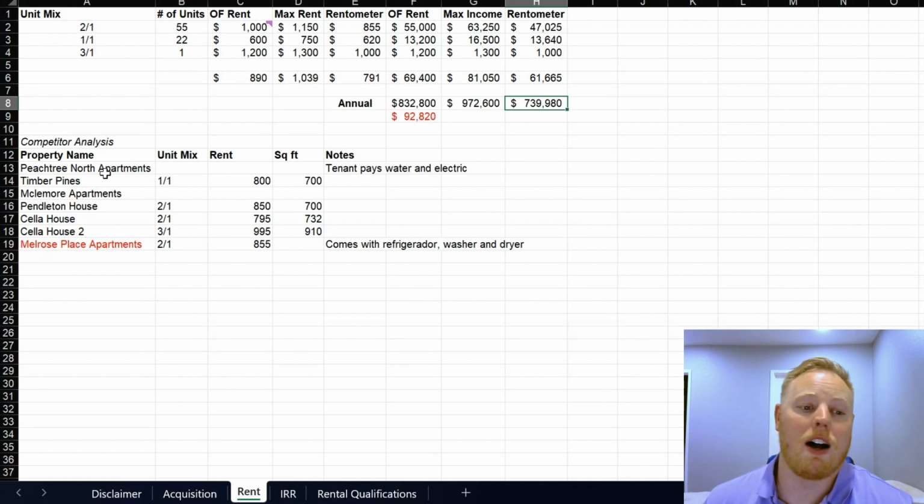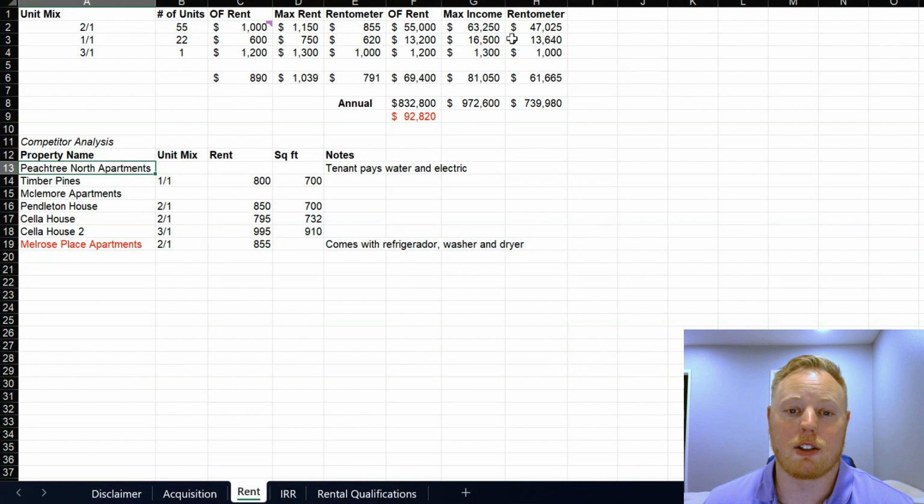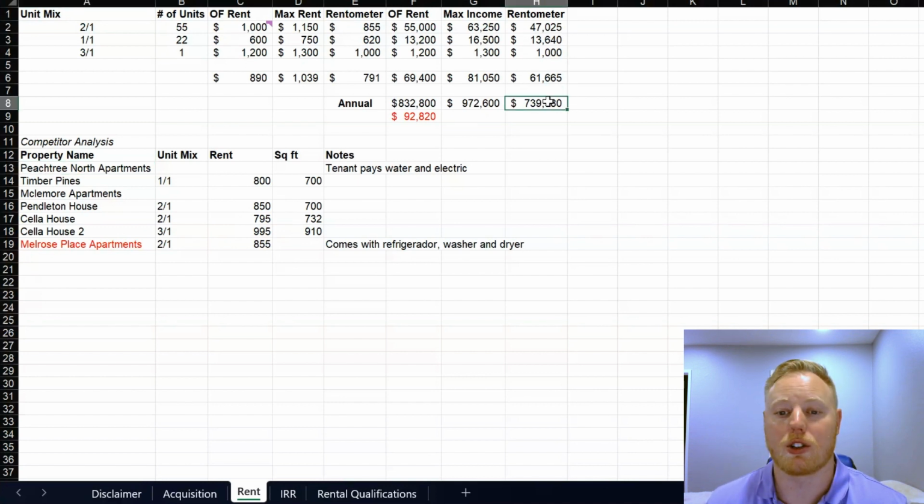what I have found is when I did my analysis in the local area, I went to rentometer first, but then I looked at some houses and some apartments in the local area, and pretty much everything was rented for roughly $850 per month. So the rentometer was more accurate than the offering memorandum. So I'm using that number as a conservative number.